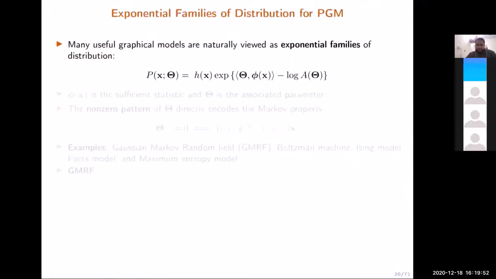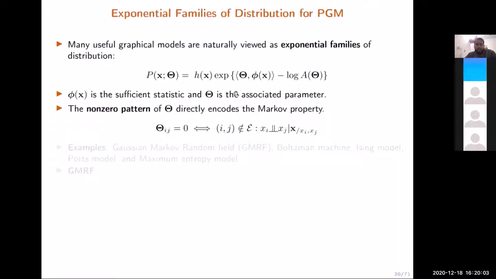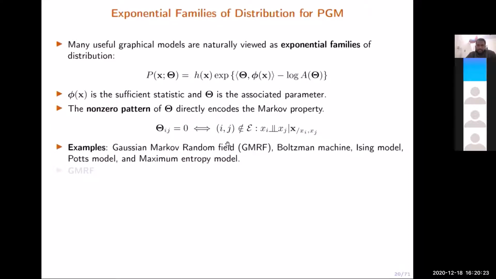So let's see. For building probabilistic graphical models, exponential families of distributions are natural. They give a graph naturally. The exponential family of distributions is a parametric family of distributions which can be represented in this form, where theta is the associated parameter and phi of x is a sufficient statistic. The non-zero entries of the parameter actually capture the Markovian graph directly. Examples are the Gaussian Markov random field, Boltzmann machine, Ising model, Potts model, and maximum entropy model. All are special cases of the exponential graphical model.